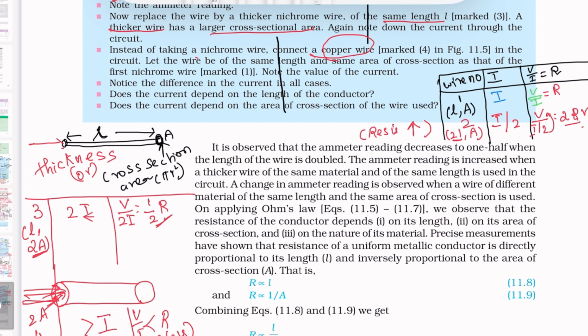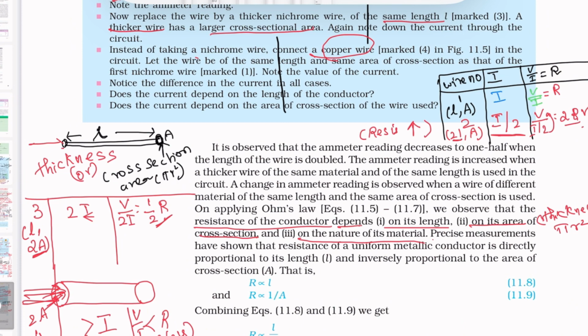So when I change the material also, I find a difference. When I changed the area also, I found a difference. When I increase the length also, I found a difference. So put everything together. We finally concluded that the resistance of the conductor depends on its length, on its area of cross section. This area of cross section I also call thickness, which is always the circle formula pi r square, then on the nature of its material.